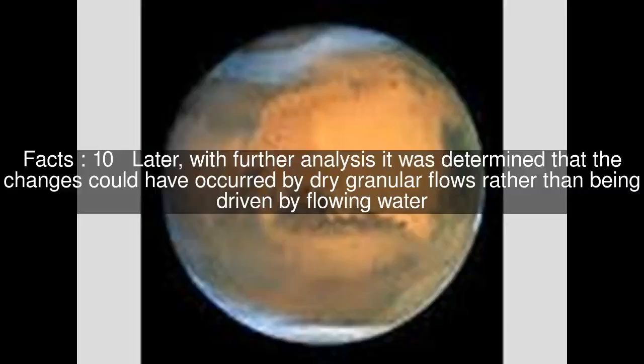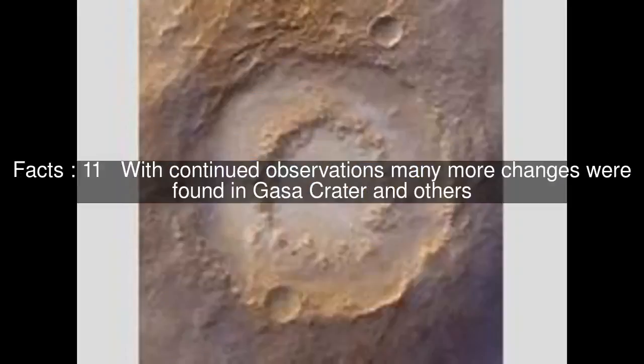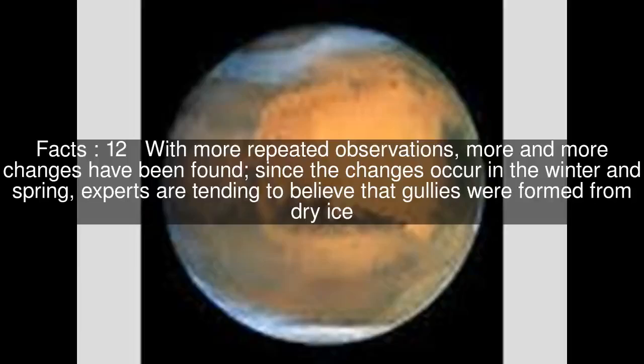As soon as gullies were discovered, researchers began to image many gullies over and over, looking for possible changes. Later, with further analysis, it was determined that the changes could have occurred by dry granular flows rather than being driven by flowing water. With continued observations, many more changes were found in Gasa crater and others. With more repeated observations, more and more changes have been found.